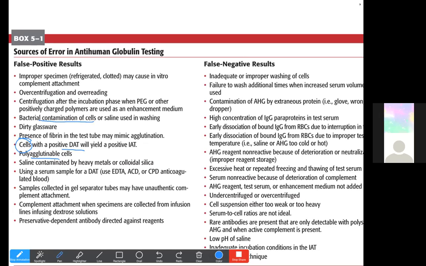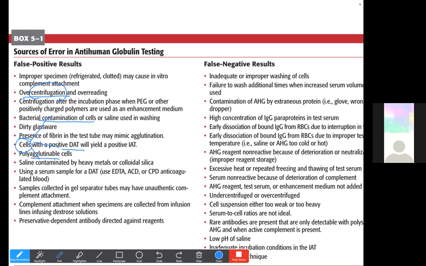So these are three sources of error with the reagent RBCs that we use. Then there are other sources of error, which could be the centrifugation. In the case of centrifugation, we have the centrifugation speed. If we increase the speed too much beyond 1000 RCF for 20 seconds, then it may also cause false positive agglutination.